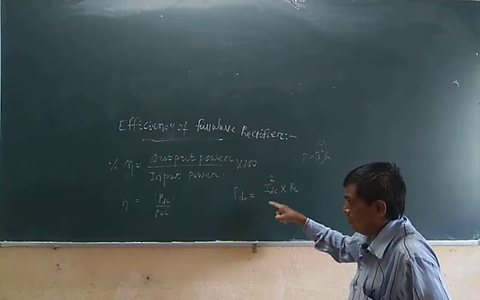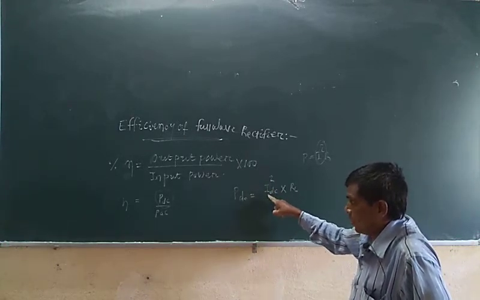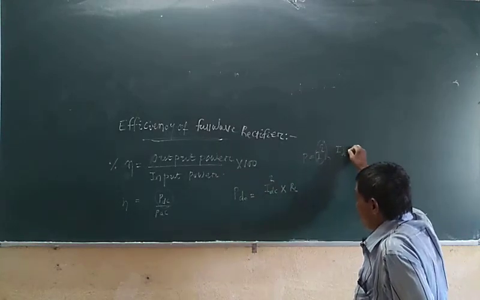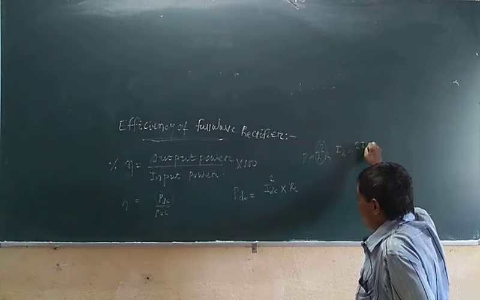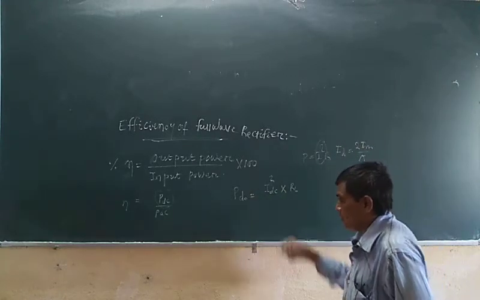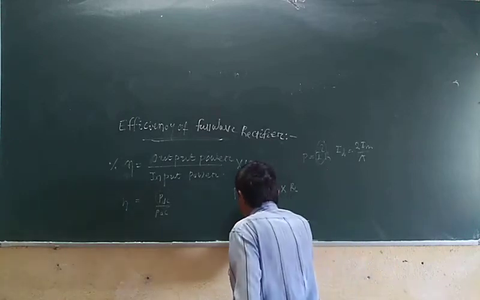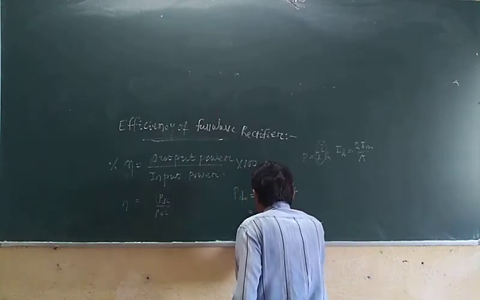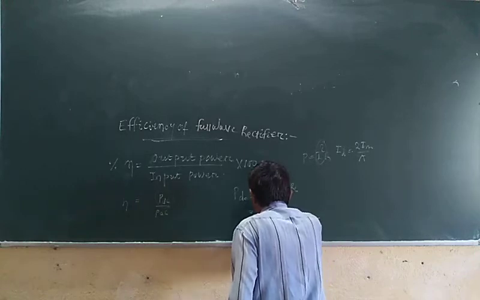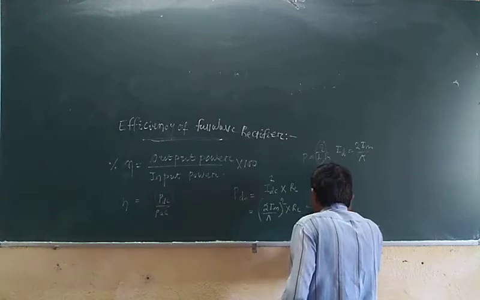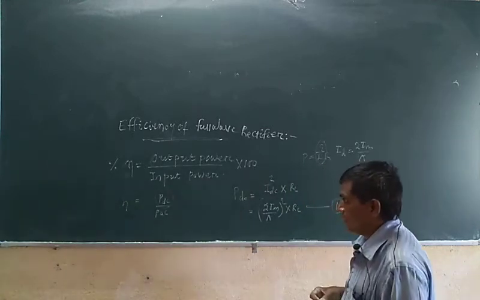Now we know from the previous class that IDC equals 2Im by pi. Put this value in this place. Now PDC equals (2Im by pi) square into RL. So this is equation 1.